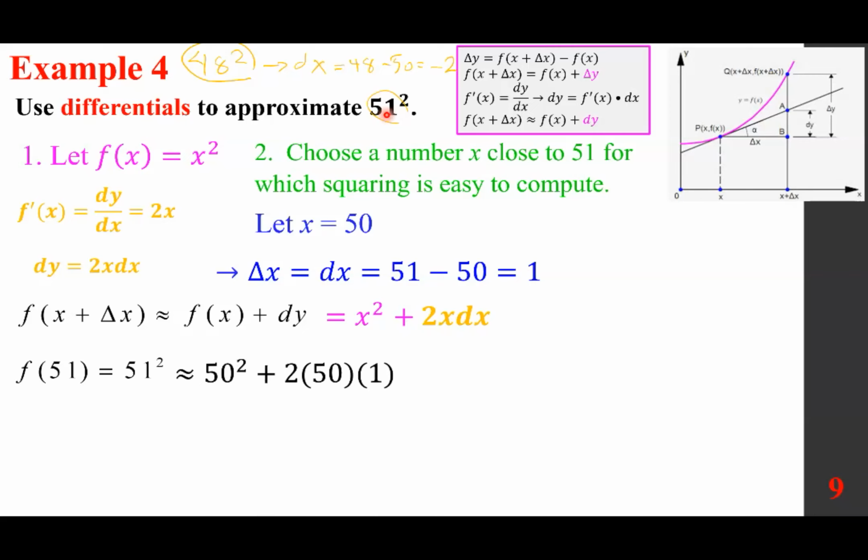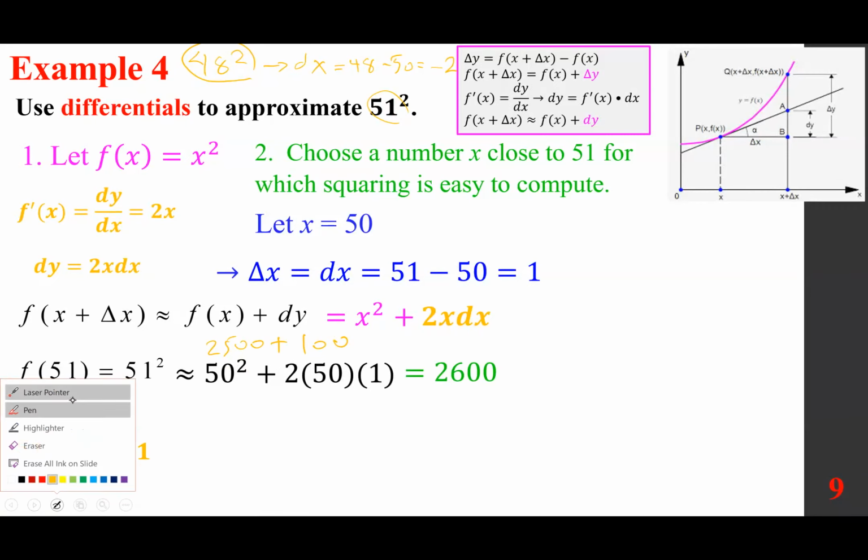This is 2500 clearly. This is 2 times 50 times 1, 100. And the answer is 2600. Now, the actual value is 2601. And as you can see, they're extremely close because delta x or dx 1 compared to the choice of x is a lot smaller. So that's why they are extremely close.